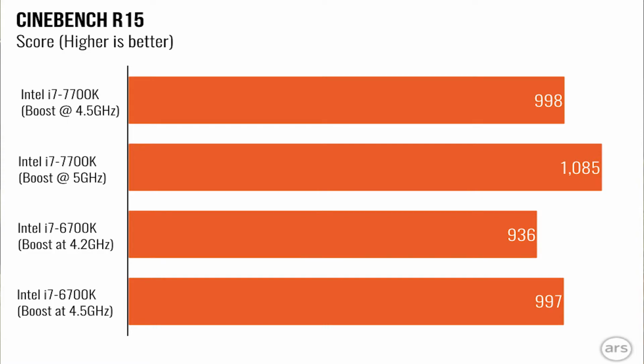Now, at boost clock, you can definitely tell a difference, right? With Skylake at 4.2 and Kaby Lake at 4.5, there's definitely a noticeable difference.